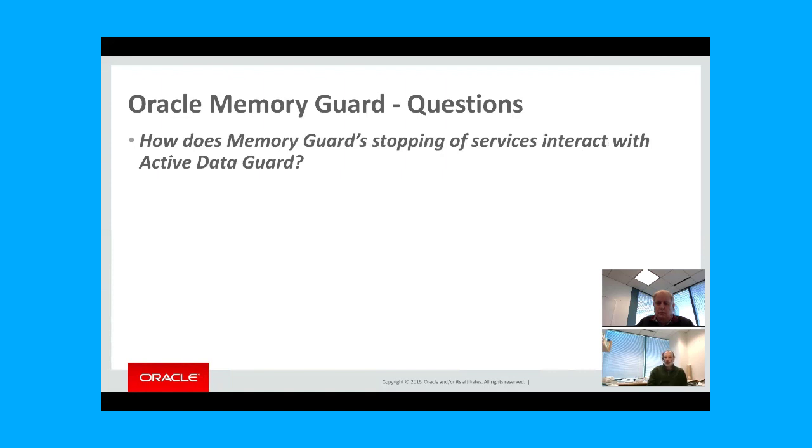Now, Memory Guard, when it interacts with services in this kind of environment, makes sure that it doesn't violate those conditions. So it'll respect the database and service role mappings that have been configured by the user. Mm-hmm. I see. So it plays rather nicely then. Yes, it does. Yep.